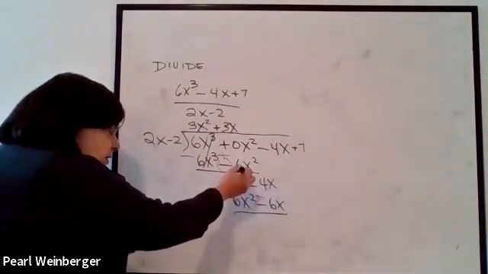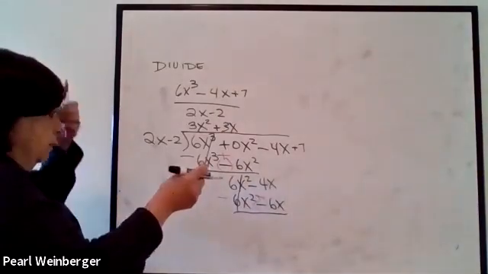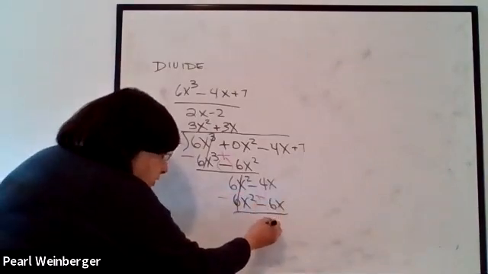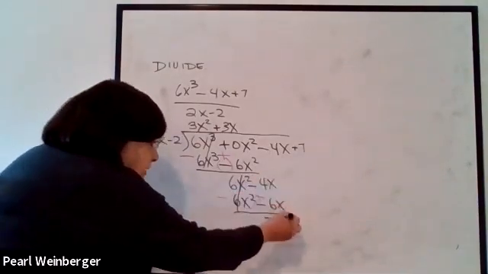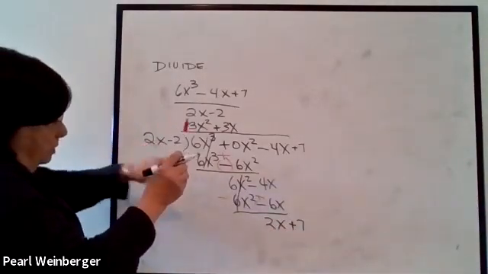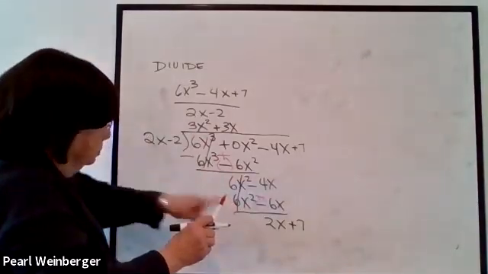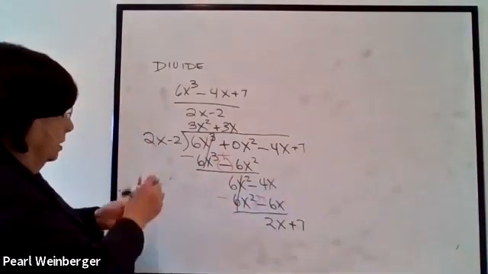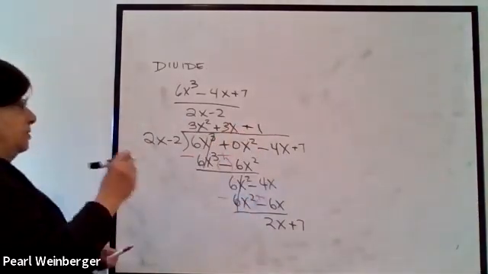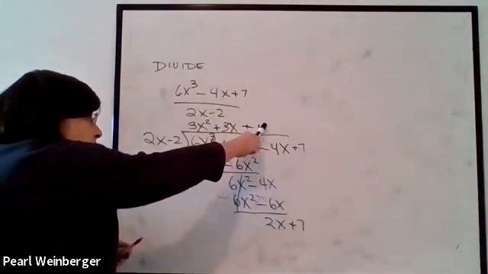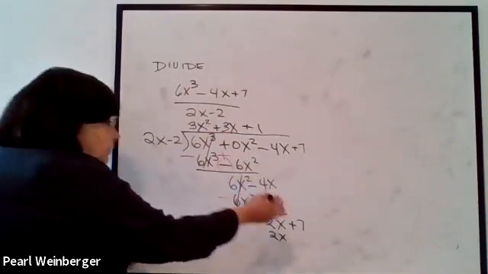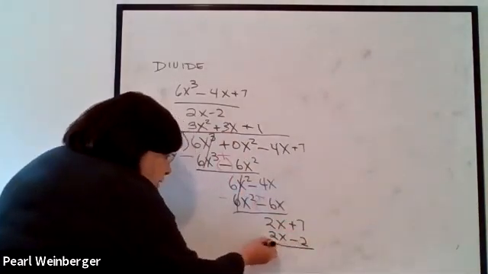6x squared and negative 6x squared again cancel. Negative 4x plus 6x gives me positive 2x. And I bring down my next term, which is the 7. And I divide the 2x into the 2x. So the 2 goes into the 2 and the x goes into the x. Everything cancels out, so I have to put a plus 1. Don't forget, it's not a 0, it's a 1. I multiply by the 1. 1 times 2x is 2x. 1 times negative 2 is negative 2.